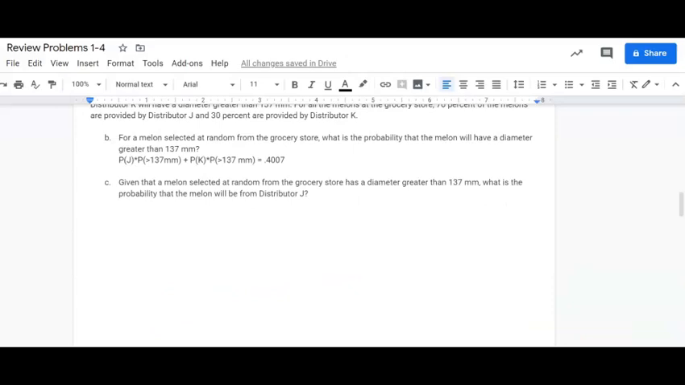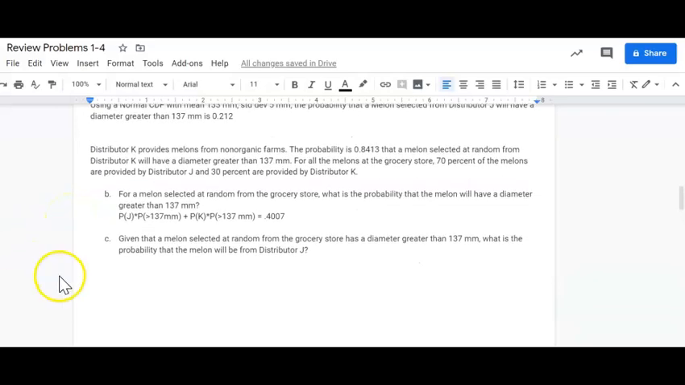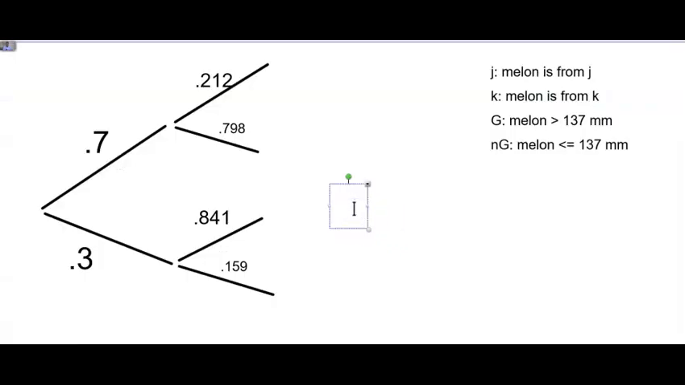All right, now given that a melon selected at random from the grocery store has a diameter greater than 137 millimeters, what is the probability that the melon will be from distributor J? Very probability heavy problem here. All right, so this is a conditional probability. So we have to remember the rules for conditional probability. Now remember, the rule for conditional probability is the given scenario, right?